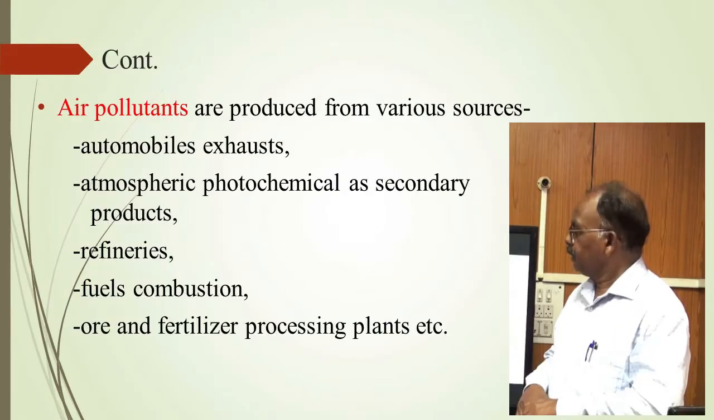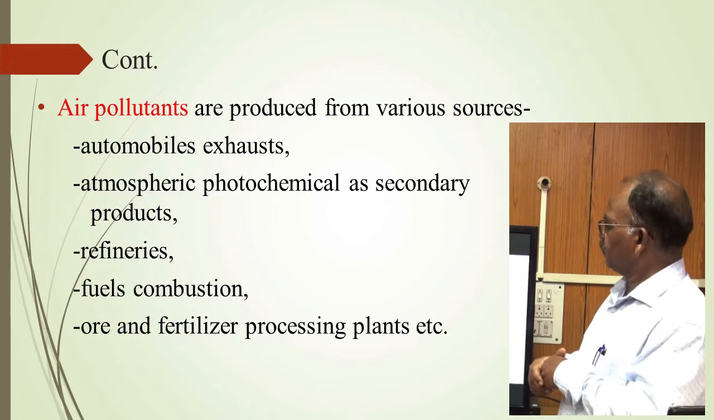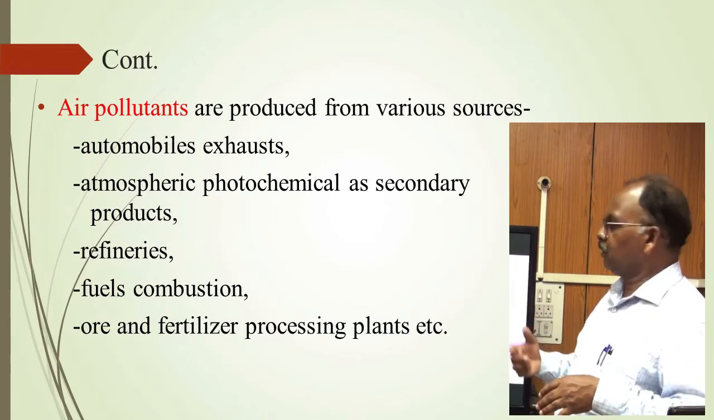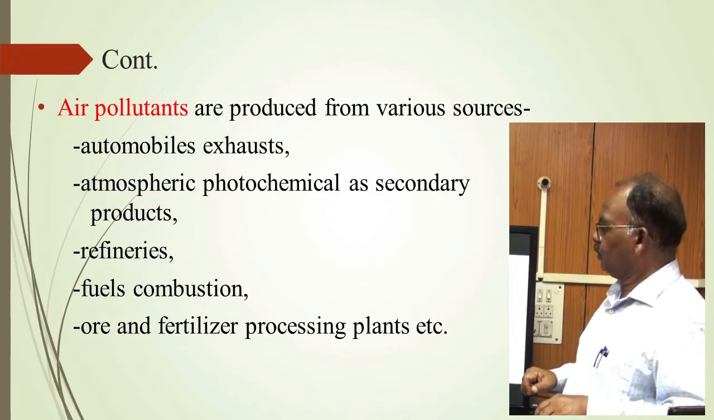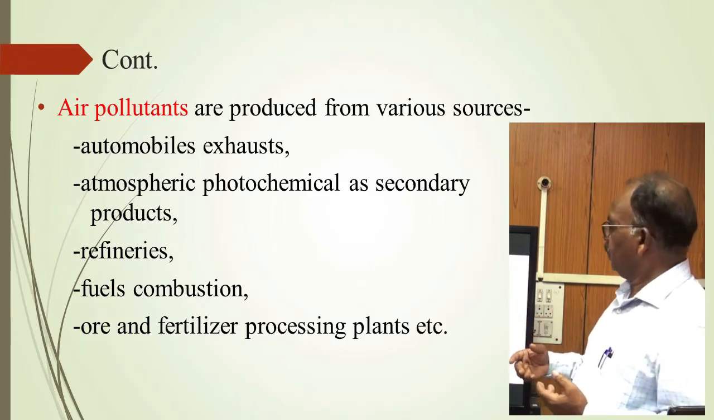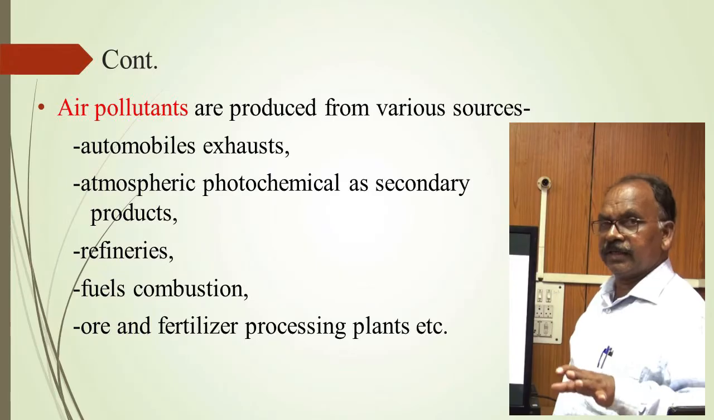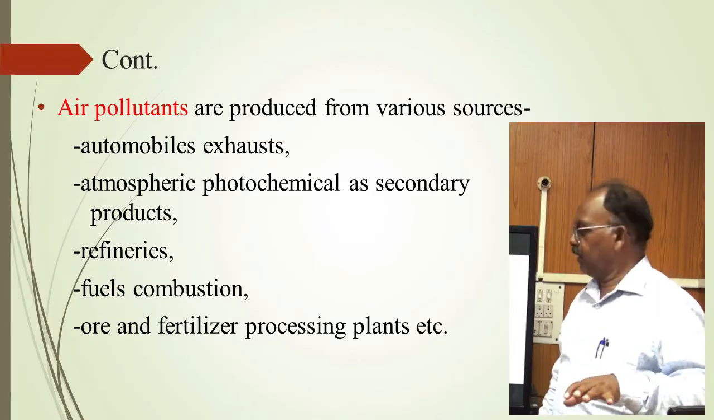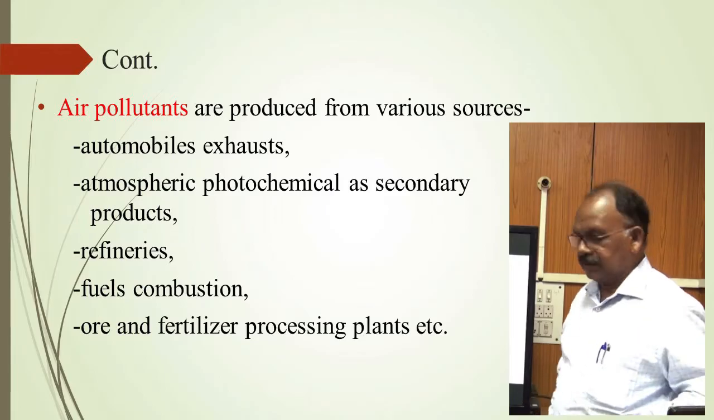and particulates. From where do these air pollutants come? Air pollutants are produced from various sources such as automobile exhaust, atmospheric photochemical secondary products, refineries, fuel combustion, ore and fertilizer processing plants, etc.